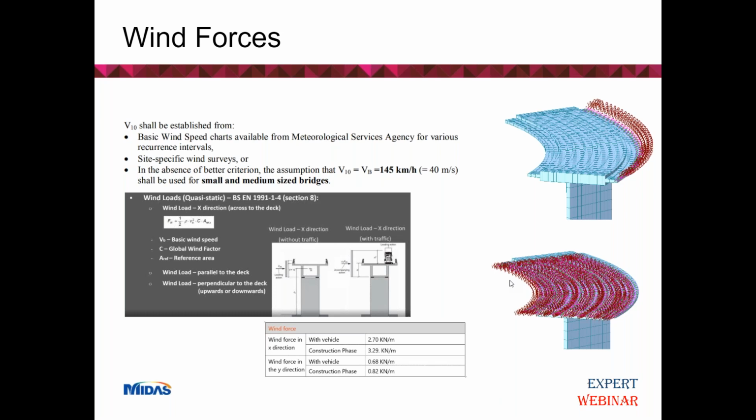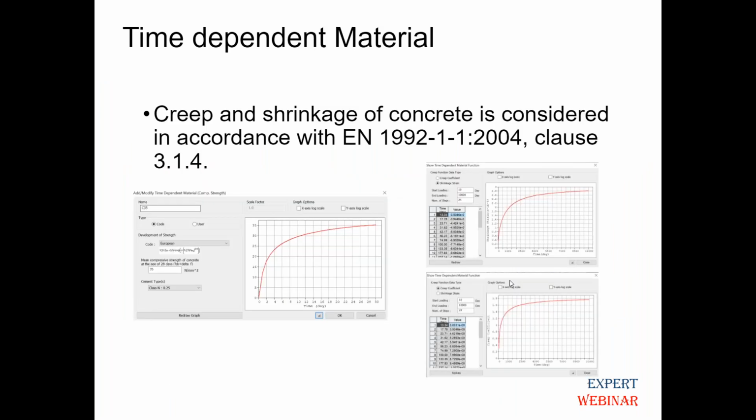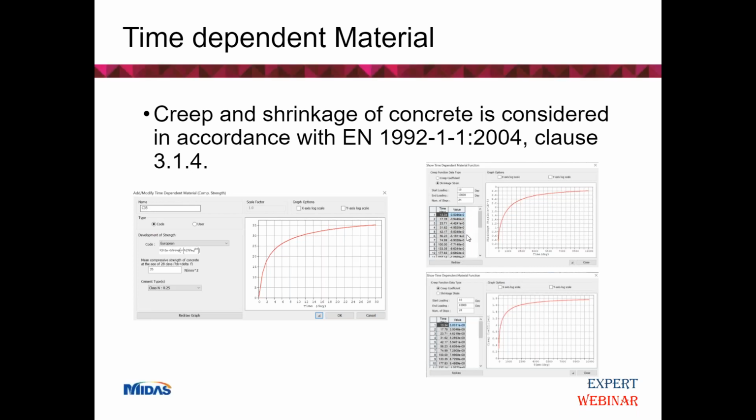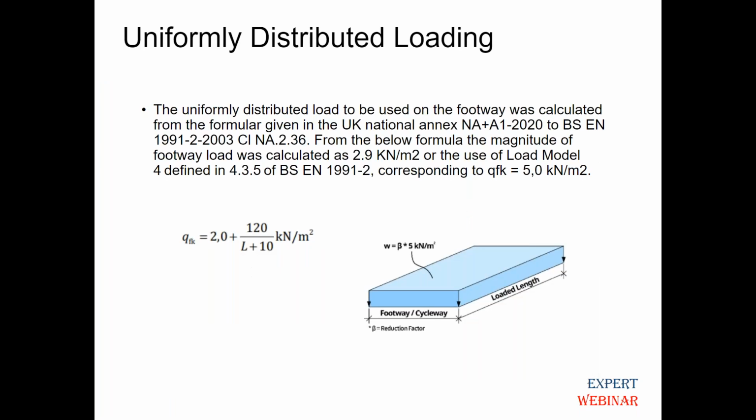Midas also takes care of the time-dependent materials, the creep and shrinkage. They are automatically calculated. You just have to input the compressive strength of the concrete and the cement class, that is if you're using Eurocode, and it will automatically draw these graphs for creep and also for shrinkage from the start of loading to the end of loading of your bridge. Also, uniformly distributed dead load on the walkways was used. We used 5.0 kilonewtons per meter squared, and this was also input directly onto our bridge.